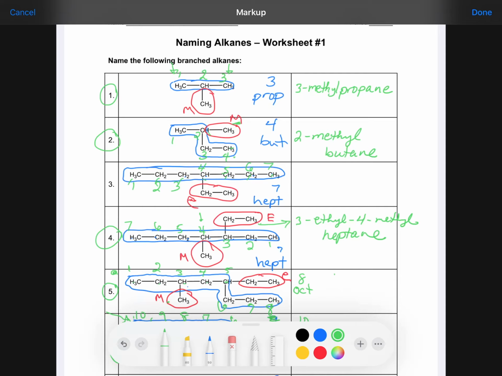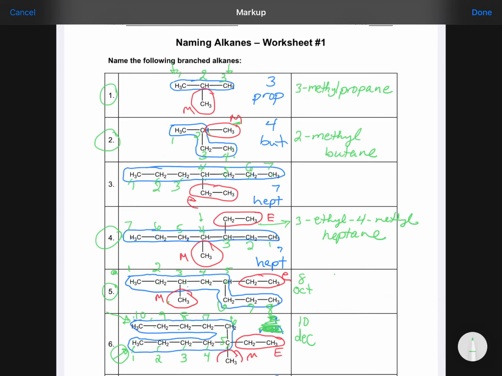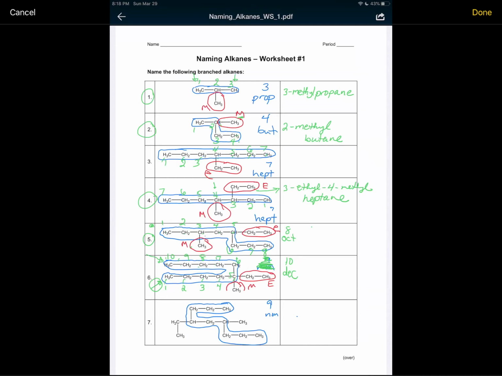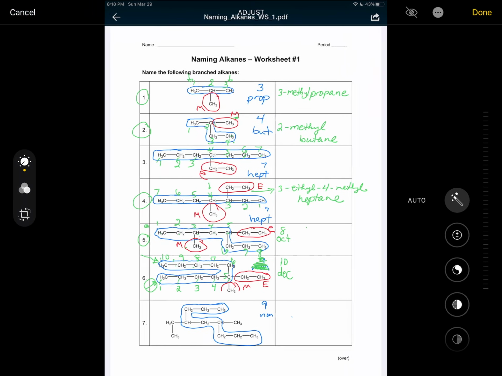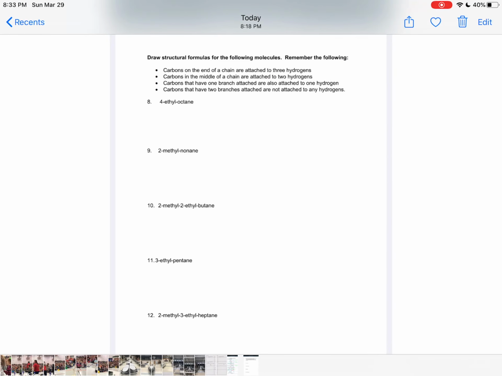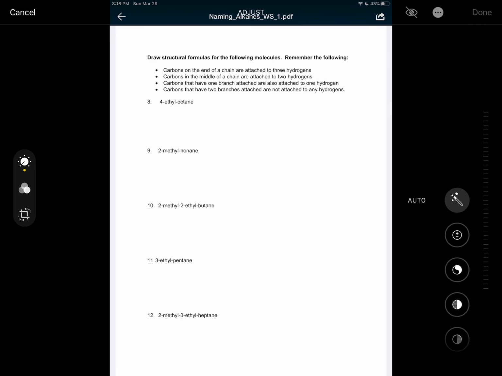So this is a tutorial on what approaches you should use when you are looking at a structural formula and having to name it. So this is alkanes. The second part of the worksheet is drawing them, and the best thing to do with this is, I'll just give you some advice, I'm not going to spend a lot of time on it.